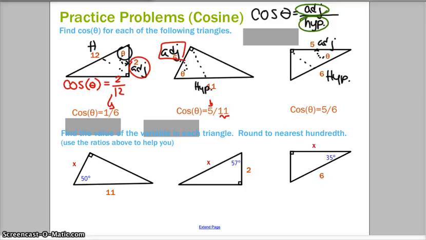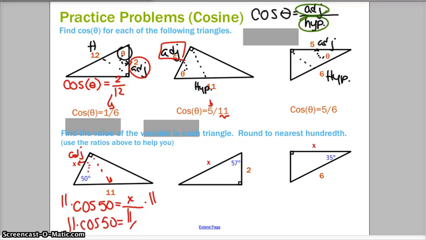3 problems down below. Similar problems. Here we have angle measurements, so we'll actually be solving for x. So for the first one, 50 is my reference angle, so I'm going to have the cosine of 50 equals a fraction. The fraction of the adjacent value over the hypotenuse. How do I get x by itself? I undo the division. So 11 times the cosine of 50 ends up equaling x.